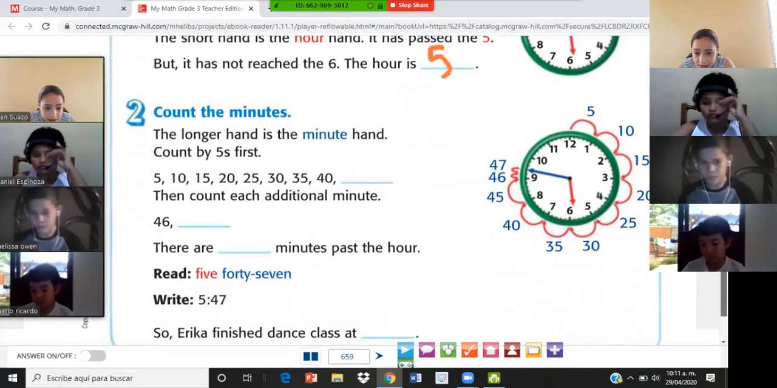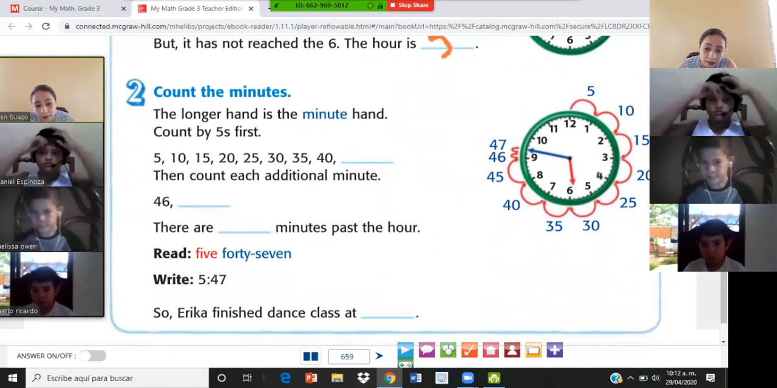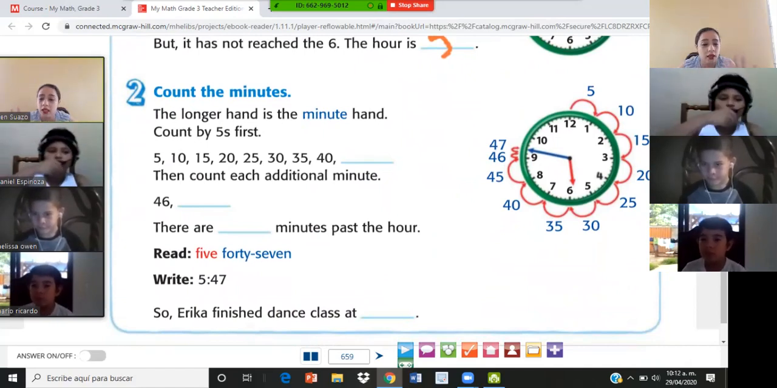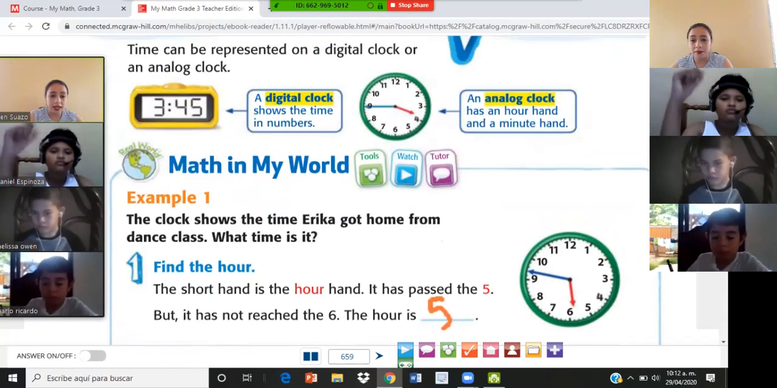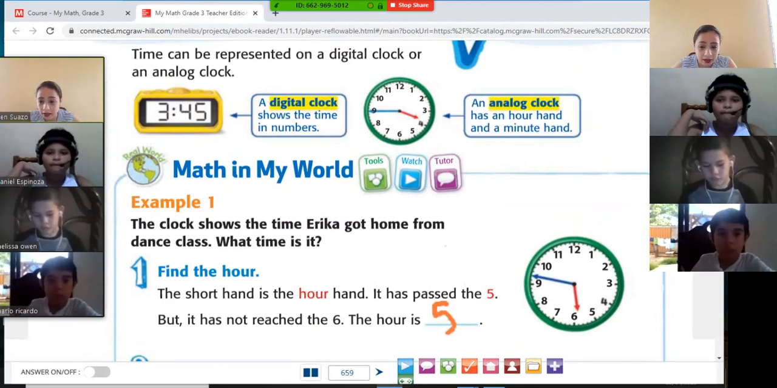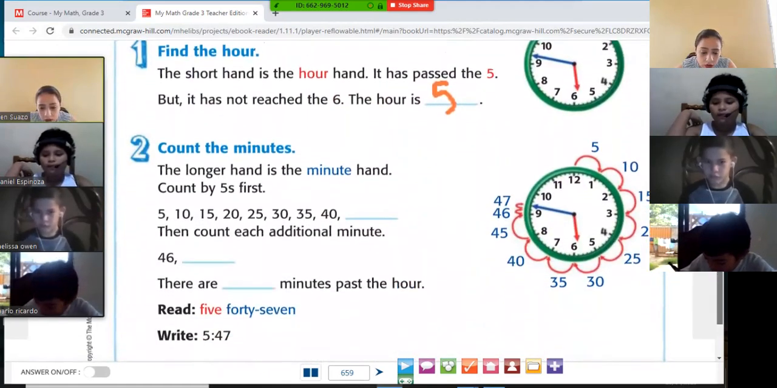So let's look at this time. The longer hand, as I've already said, tells me the minutes. So we skip count by 5s to see where the long hand is. In second grade, we learned only skip counting by 5s, but in this part, where is the little line? If we keep on counting, we say 45. Remember that each little line is 1 minute, so we say 46, 47. So write here 47. What time is it? It is 5:47. So you need to write here 47.